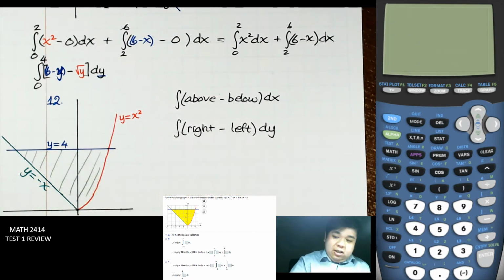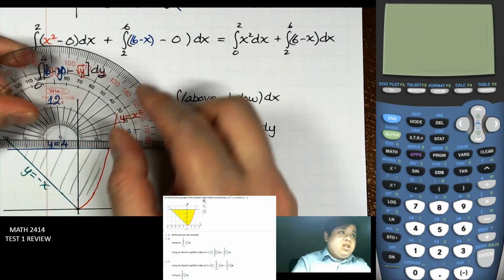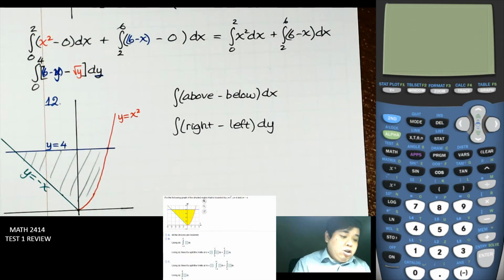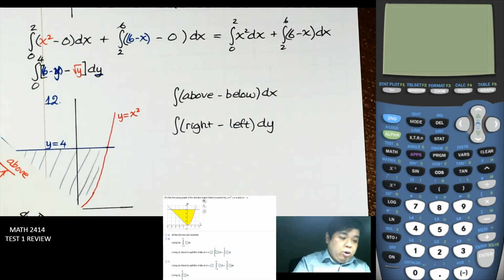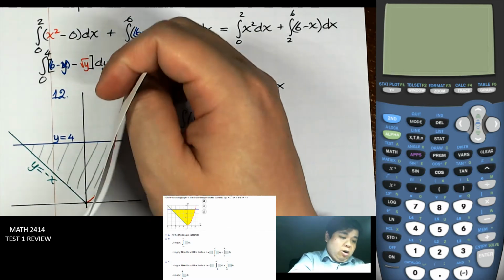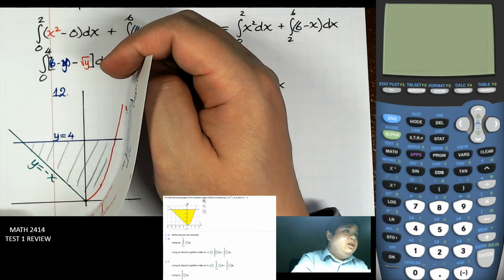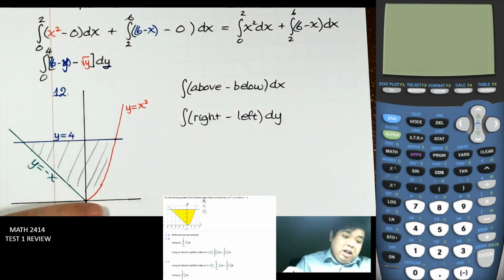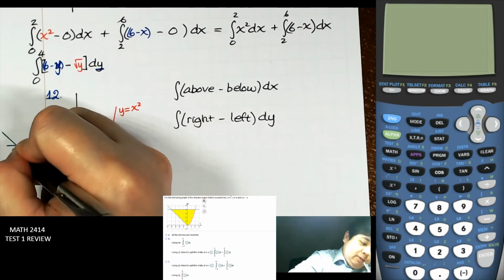And go with the x first. For the x above and below, the function above is clear, just the horizontal line. The function below, there are two of them, one of which is the diagonal line, and the other one is the curve. So we have to split the limit for the x again.